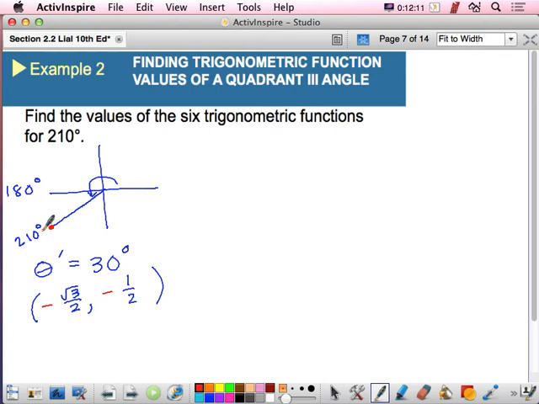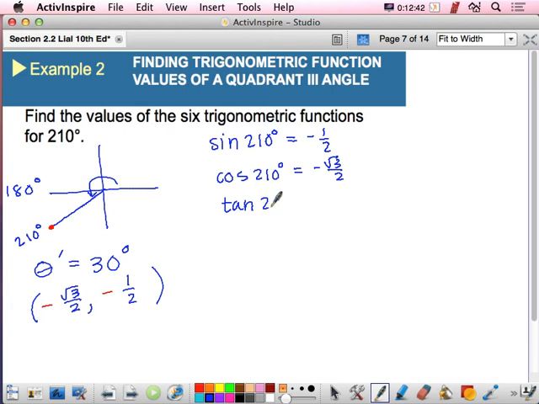And then we can run through very quickly and say what sine is. Sine of 210 degrees equals the x or the y? The y over the r. Well, anything over 1 is just itself. So the sine of 210 degrees is negative 1/2. The cosine of 210 degrees is x over r, which in this case is negative square root of 3 over 2.